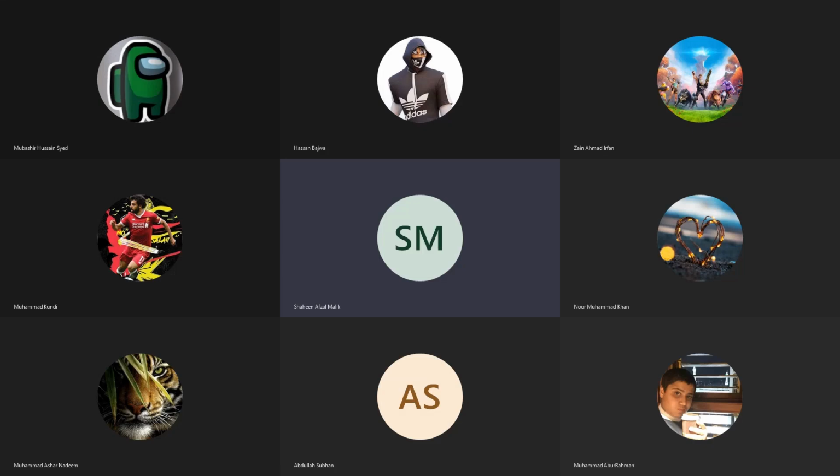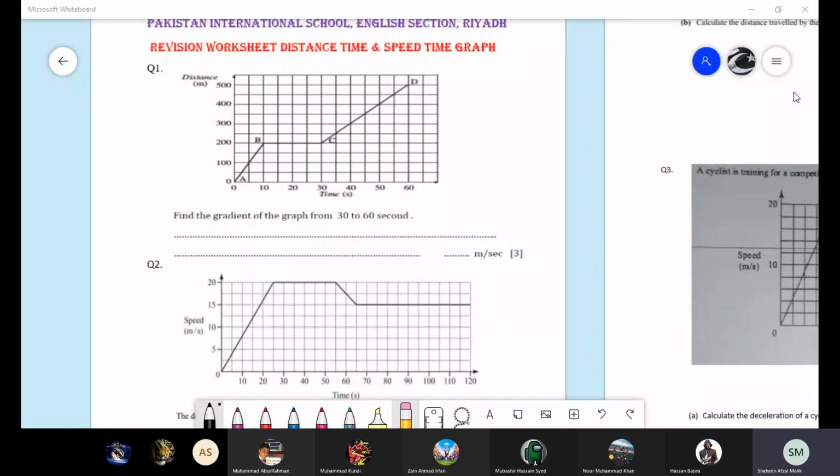7C, we have to revise. Only one exercise is coming from the graph, so graph questions we have to do today. Today's date is 25th of April.